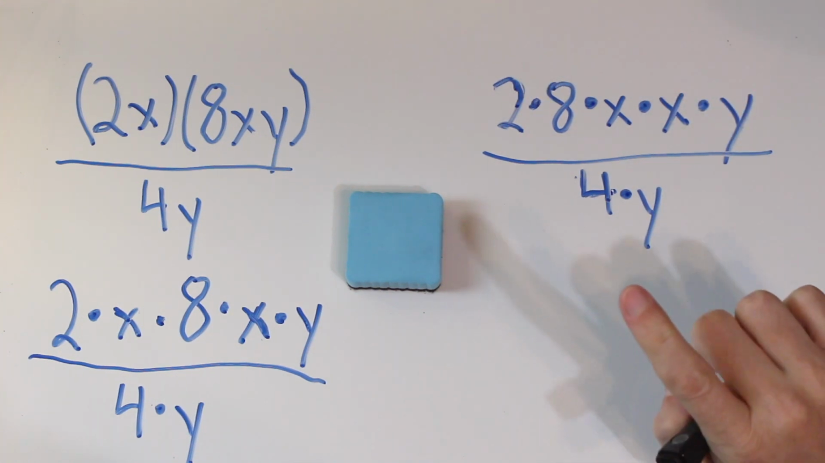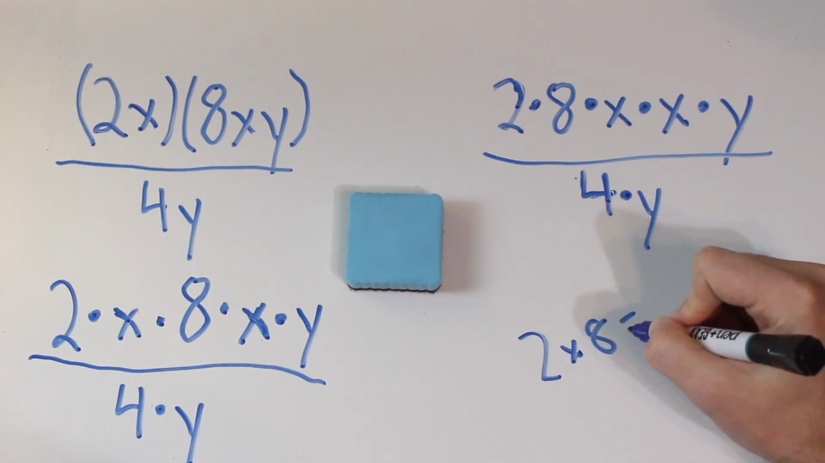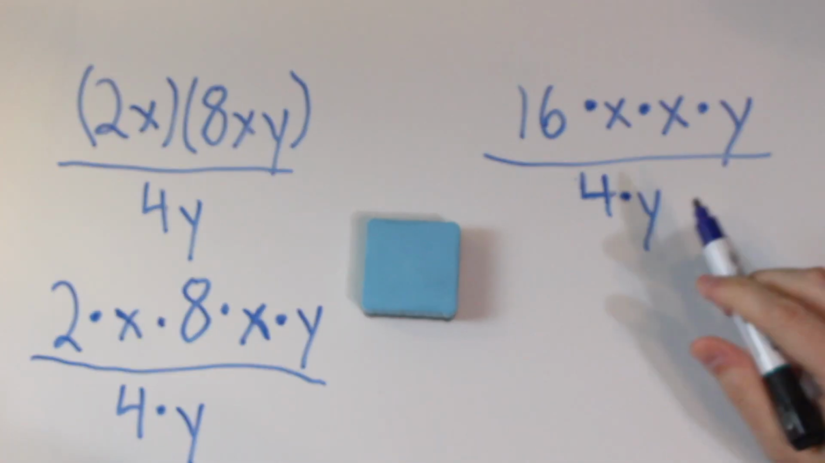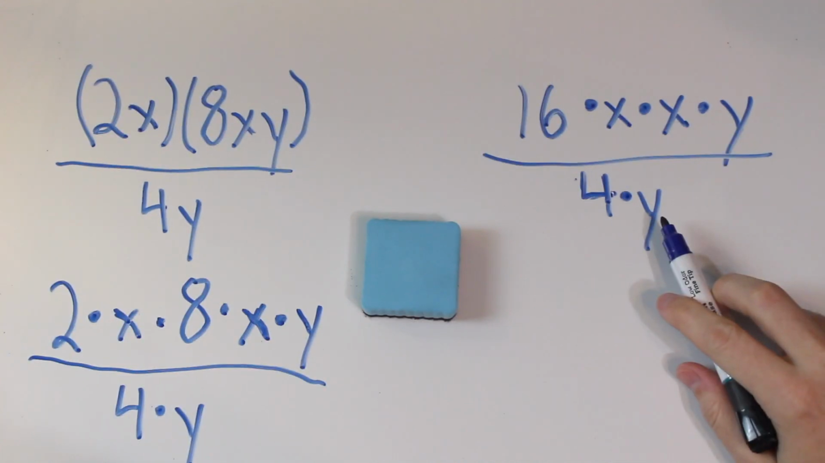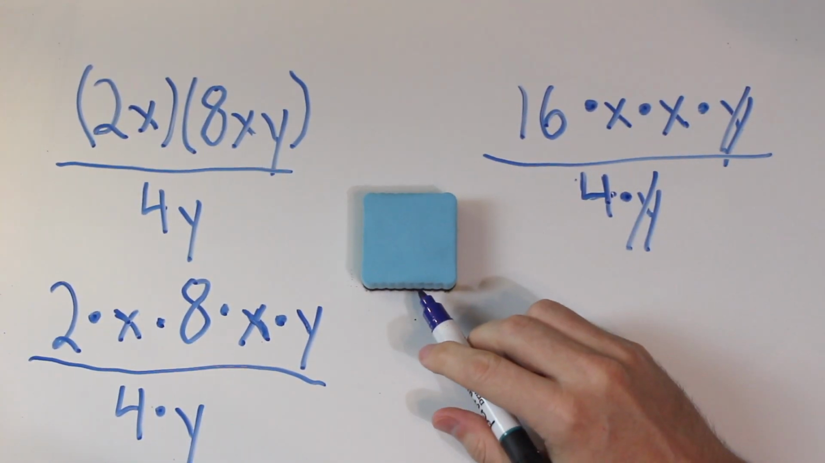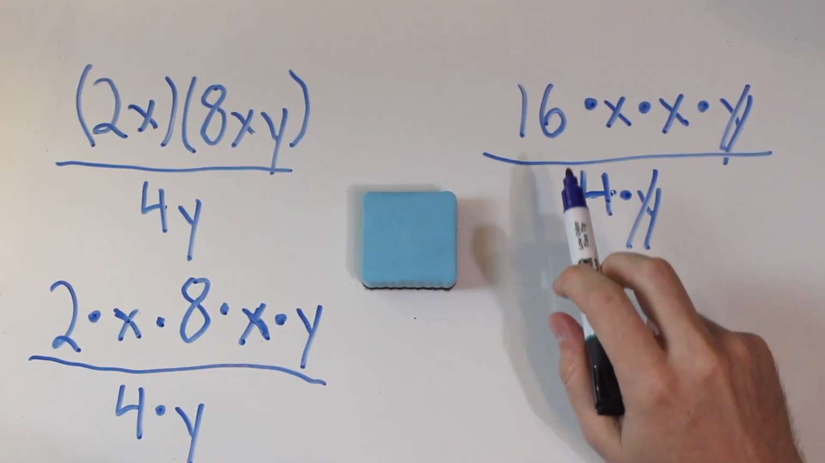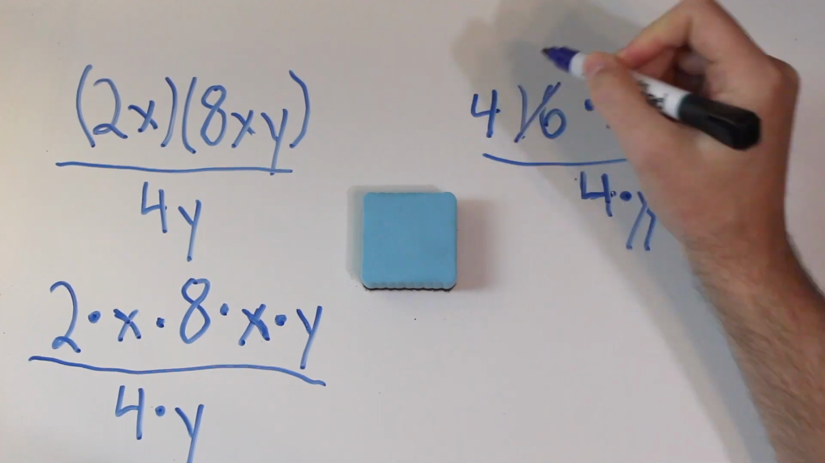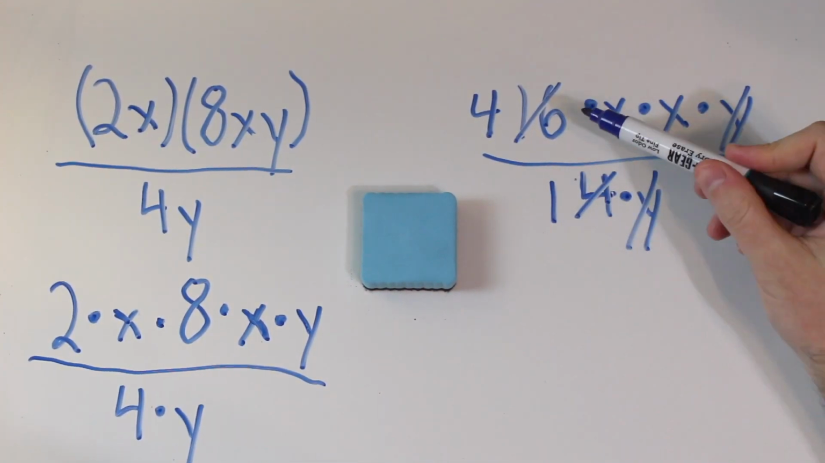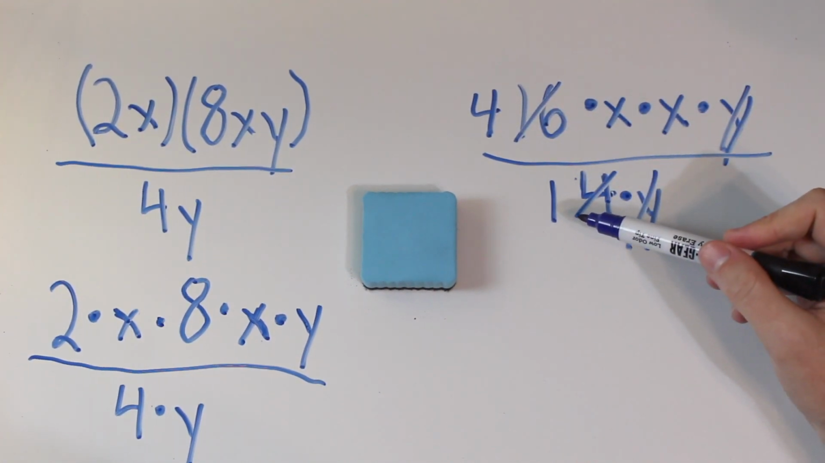Let's first multiply this 2 and 8 together to simplify that part. 2 times 8 is 16. Now, notice that there is a y on top and a y on bottom. Those y's cancel out. Also, we can pull a 4 out of the top and the bottom. 16 divided by 4 is 4, and the 4 on the bottom divided by 4 is 1. So 16 over 4 simplified to 4 over 1.